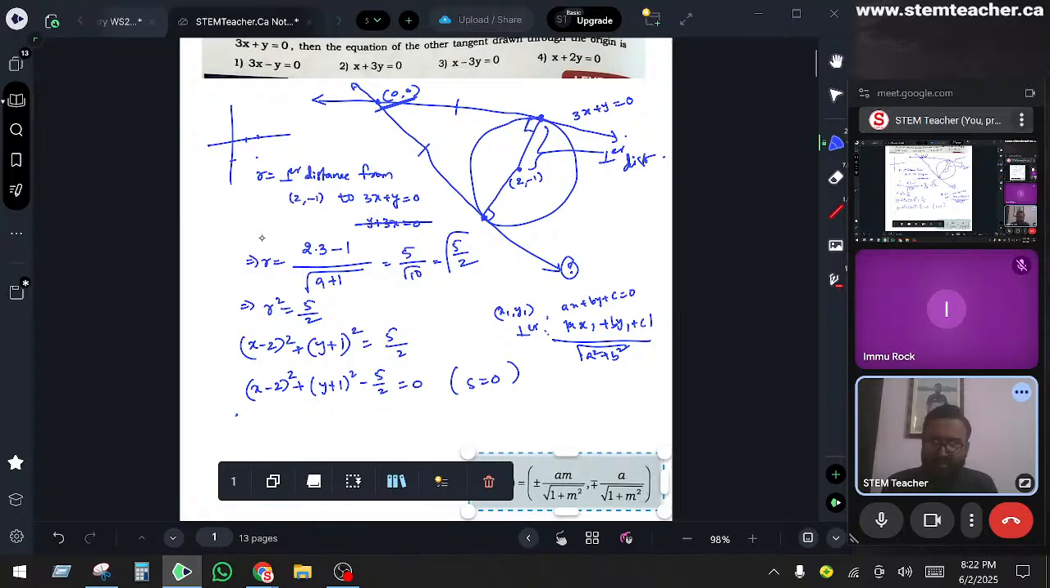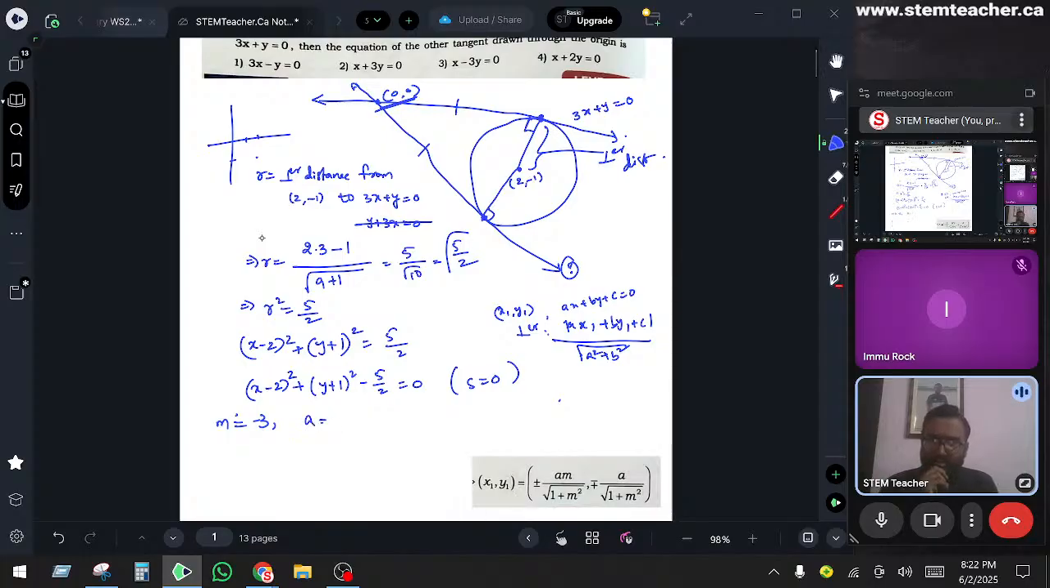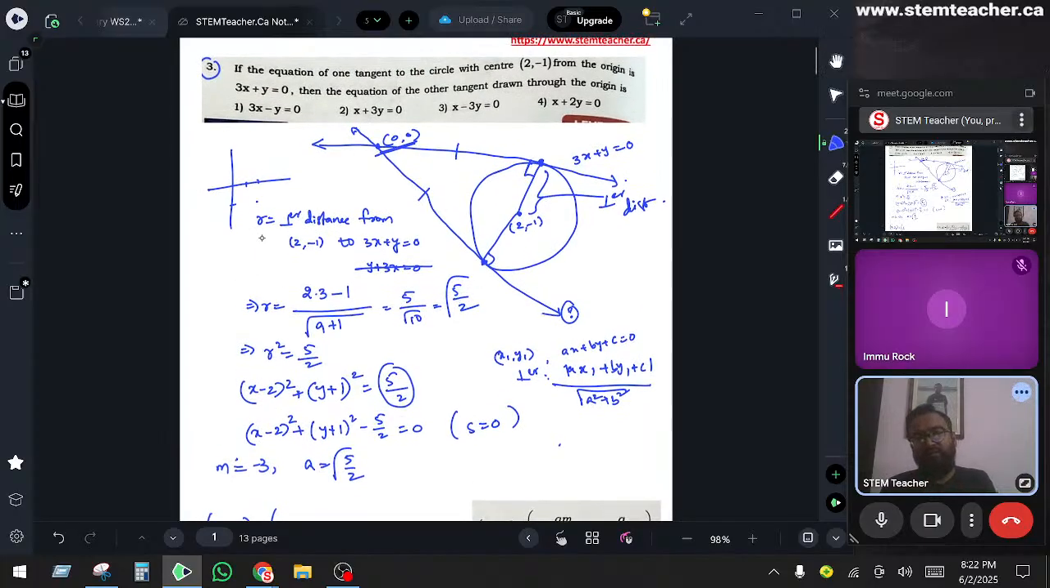Here m is equal to minus 3 and a is equal to, this is your a square. A is nothing but square root 5 by 2. So therefore x1 comma y1 is equal to plus minus am. This is going to complicate.